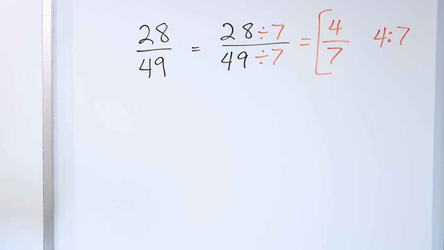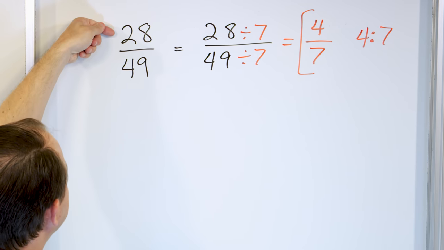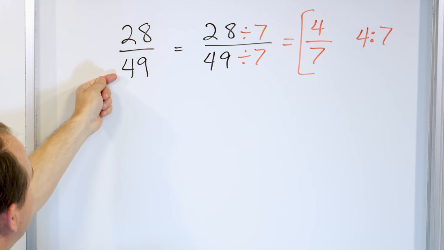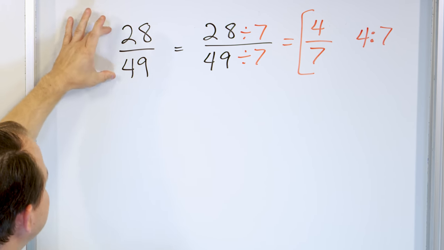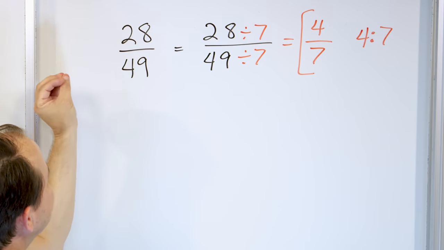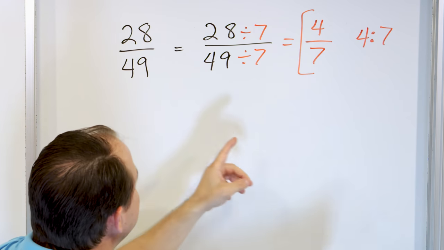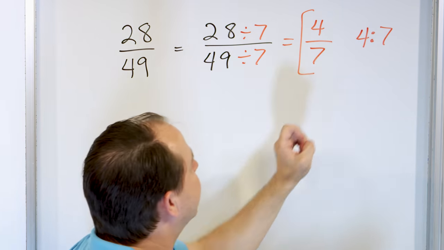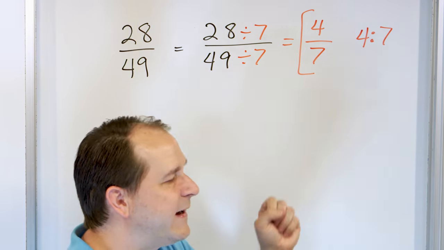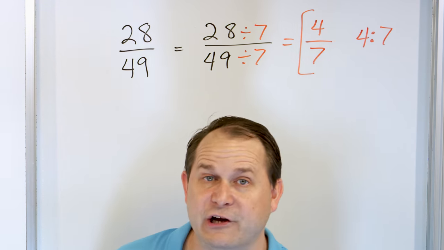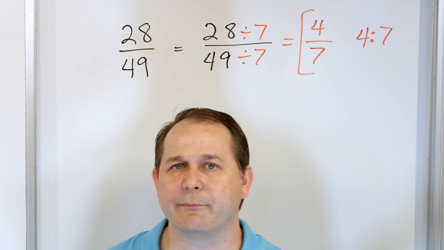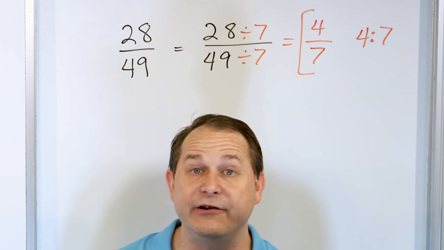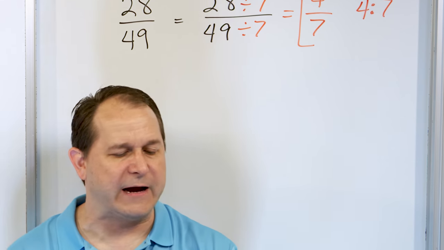So what it's saying is if I have a master mixture of 28 kilograms of flour compared to 49 kilograms of salt, this locks in the ratio, but the simpler ratio, which represents the same thing, is that for every 4 kilograms of flour, I should have 7 kilograms of salt. This represents the same relationship, the same ratio, it's just a simpler, smaller number. So this is an application of why we simplify fractions.